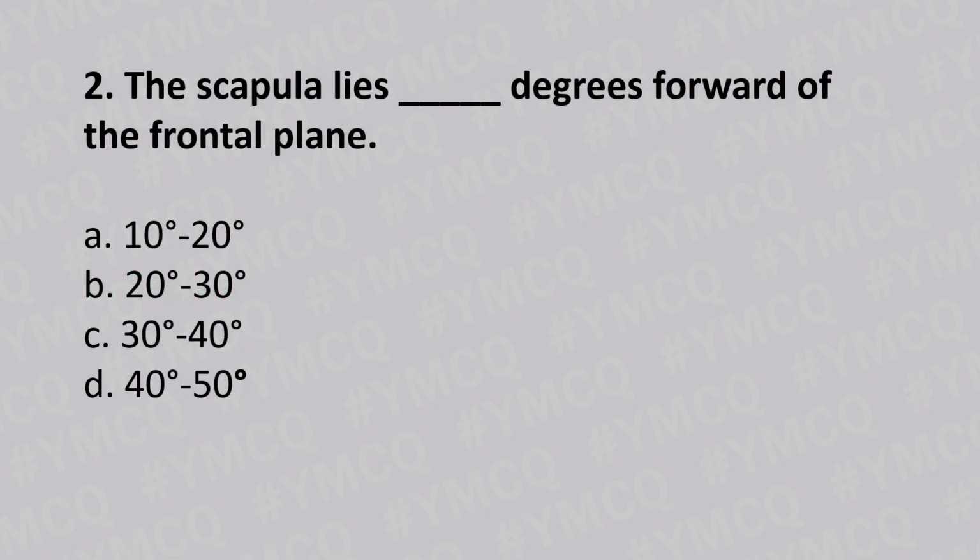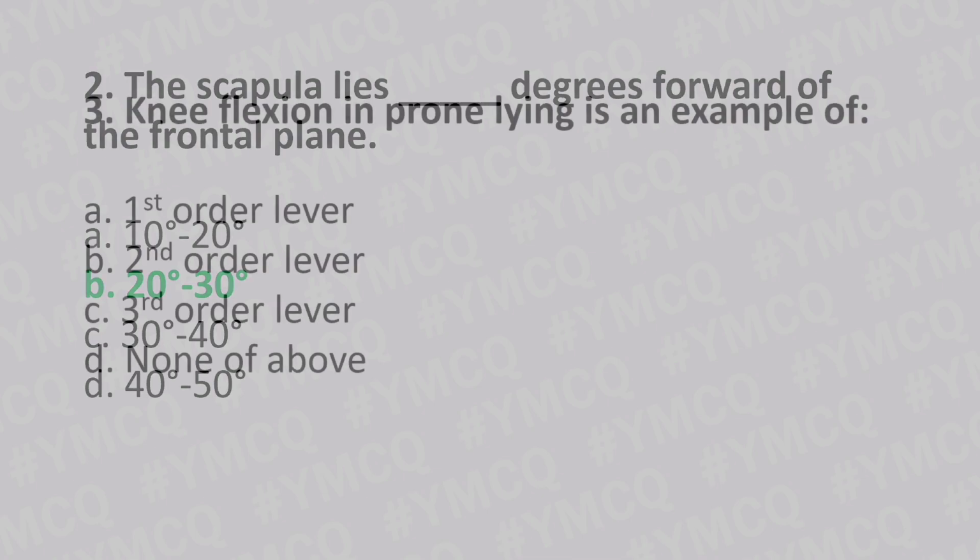The scapula lies dash degree forward of the frontal plane. Option A 10 to 20 degree, option B 20 to 30 degree, option C 30 to 40 degree, option D 40 to 50 degree. And the answer is option B 20 to 30 degree. Moving to our third question.